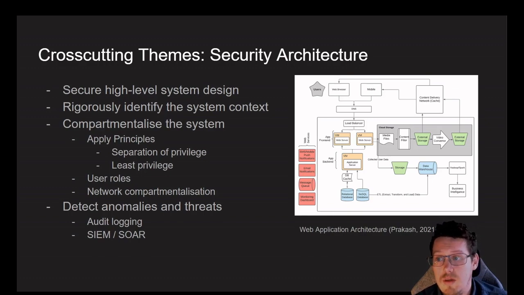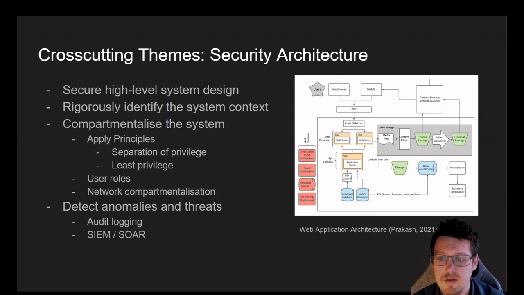So the next thing we need to consider, and this is one of the main ways this is done in practice, is that we essentially want to compartmentalize the system. What does this mean, and why are we doing it? We're doing it to try and make life more difficult for a potential attacker, either internal or external.